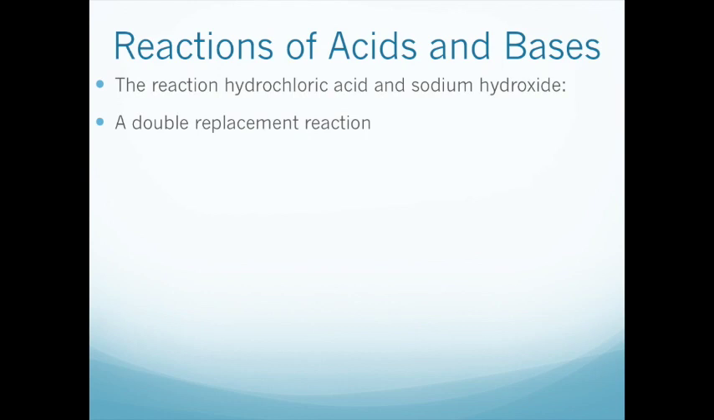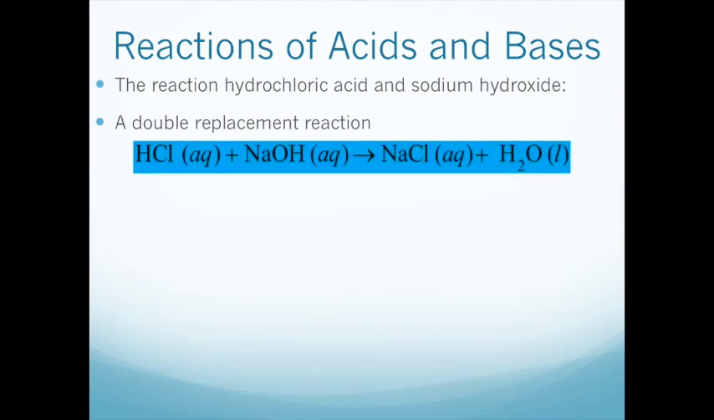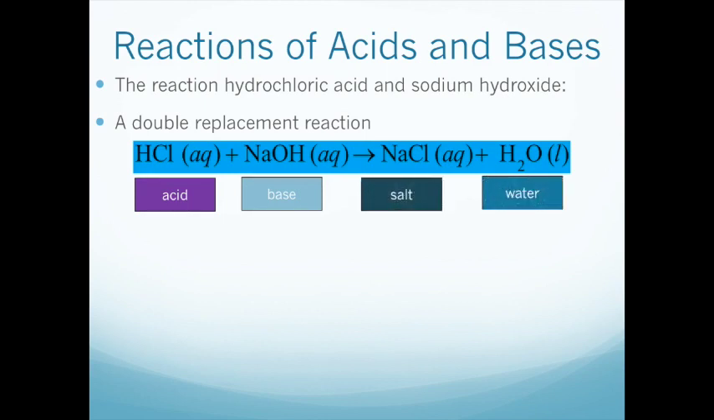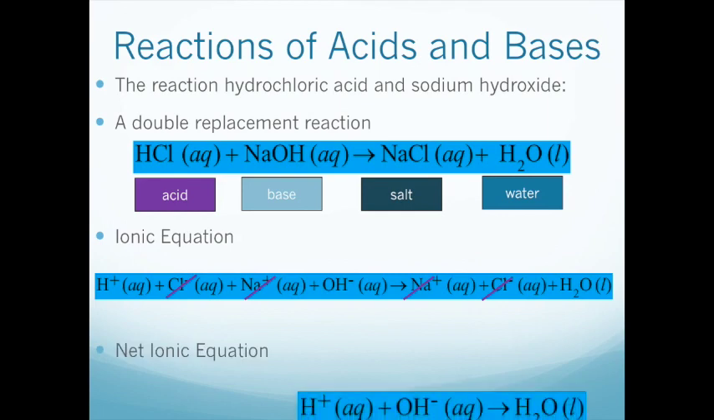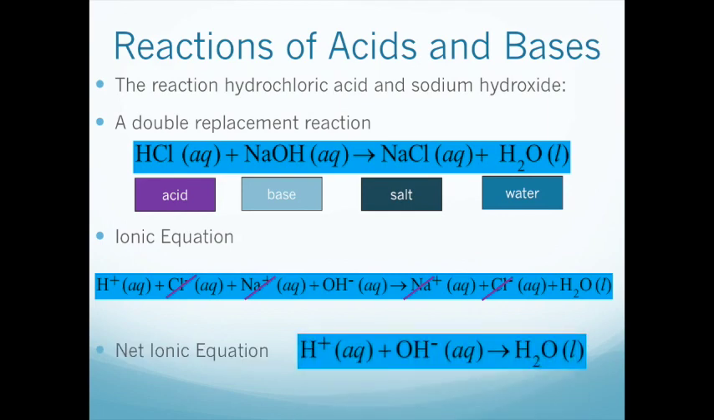So, for instance, the reaction of hydrochloric acid with sodium hydroxide. This is a double replacement reaction because you're switching the place of two ions. And it takes the form shown here: HCl aqueous plus NaOH aqueous yields NaCl aqueous and water. In this case, HCl is the acid, NaOH is the base, NaCl is the salt, and water is water. The ionic equation for this reaction is quite simple because there are chloride and sodium ions on both sides, meaning they cancel, and you have H plus plus OH minus yields water.